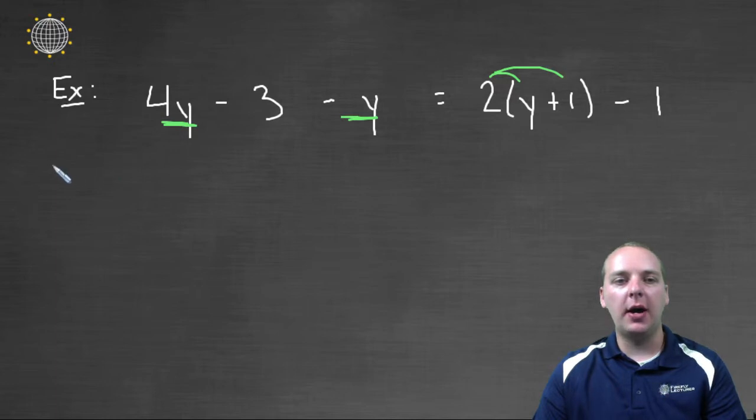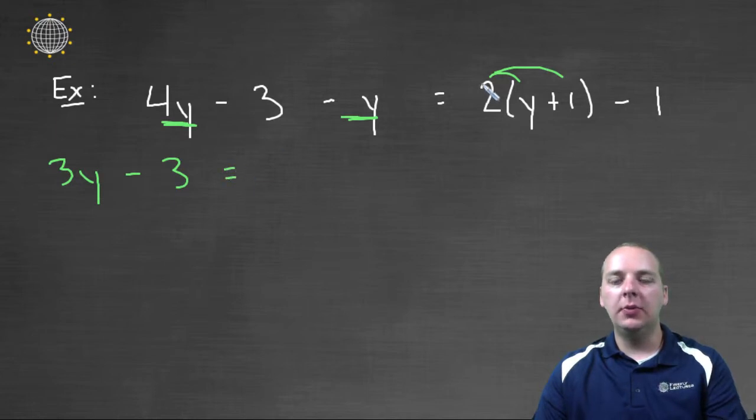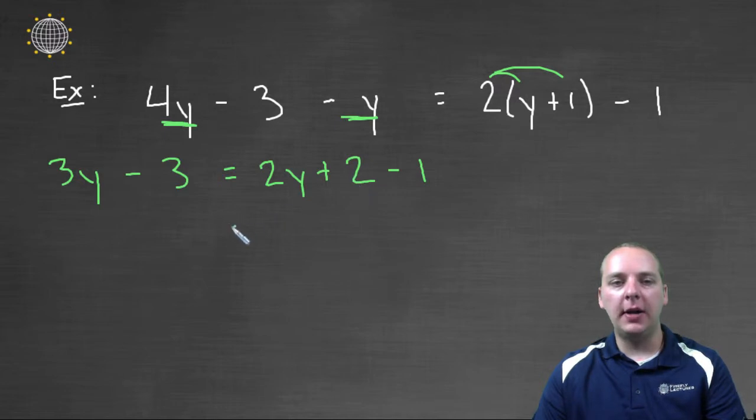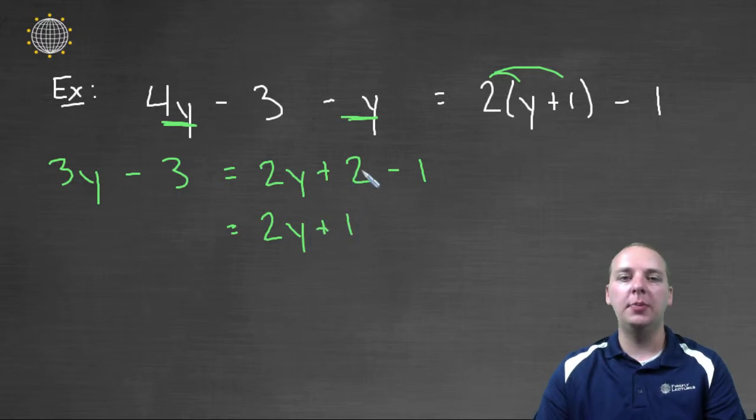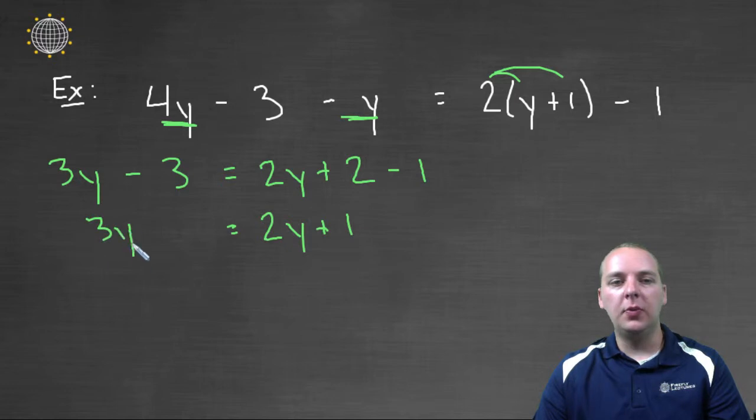4y minus y would give us 3y, and we'll have minus 3 equals, and then we'll distribute the 2. We'd have 2y plus 2 minus 1. Then I see that we've got a plus 2 and a minus 1. We can combine those. So we'll have 2y plus 1 on the right side, since plus 2 minus 1 gives us 1, equals 3y minus 3 on the left-hand side.